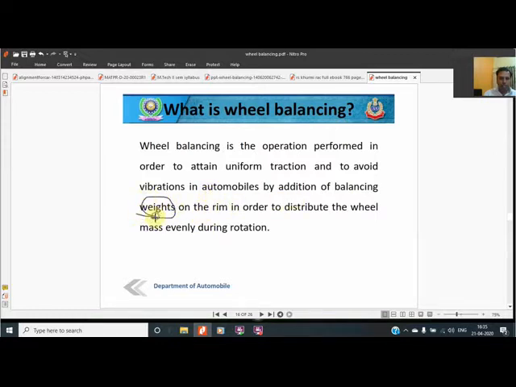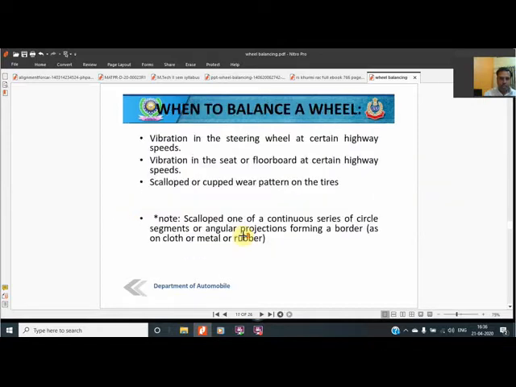Means certain weights are added to avoid unbalanced forces, because when we purchased a wheel, it used to have certain unbalanced weight, in grams, and up to that gram limit we used to put the weights on the wheel itself and balance it.